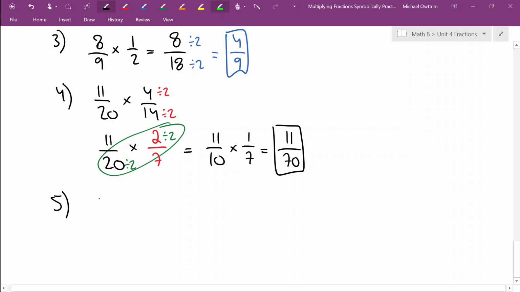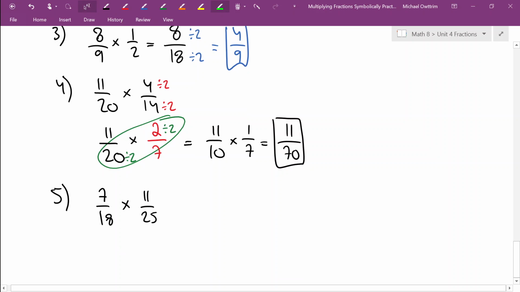Question 5 is 7 over 18 times 11 over 25. Okay, in these ones, let's look for any simplification. I don't see any simplification on the top or the bottom, really. 18 only has 3 and 6 as factors, or 9 and 2. And none of that's going to simplify with anything on the top. So this is one where we have to work through all our work. 11 times 7 is 77, so that part's easy. 25 times 18, though, is a little bit more challenging.